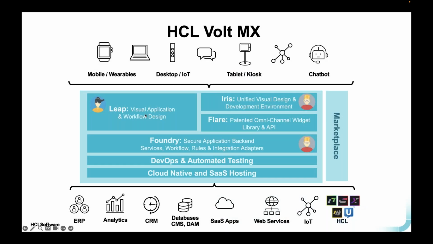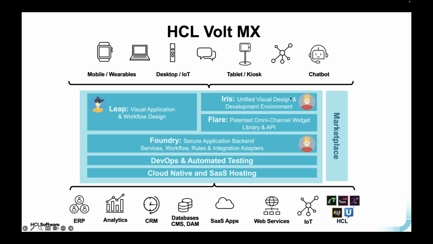So what is Volt MX? Volt MX is primarily a low-code application development platform. As we tried to show at the top, it is an MX, or multi-experience, platform that can build an app for any target device, whether it is a mobile, wearable, desktop, tablet, kiosk like your ATM machine, or you're building chatbots. It can build an app targeting any platform using a single code base. That is the value proposition of MX. And it can connect to any data backend to get data for use in your application.